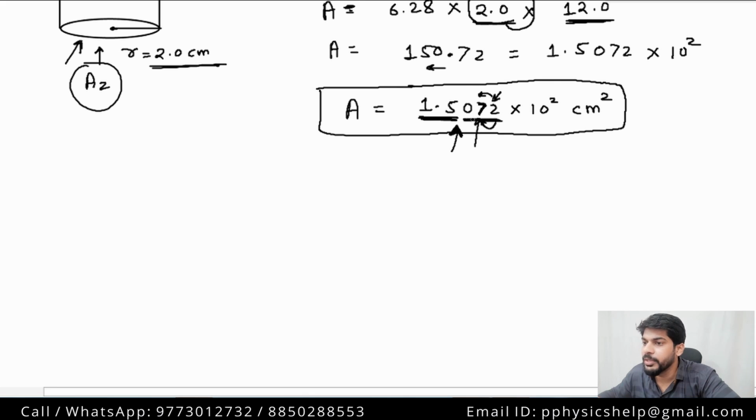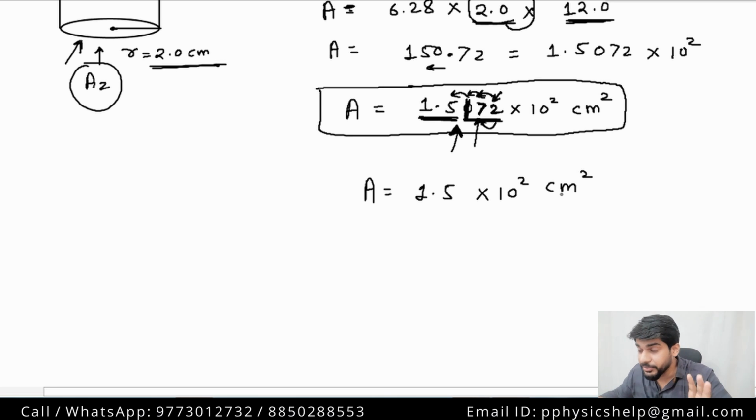So we have to round them off. So this 2 is less than 5, so the preceding one is unchanged. Now this 7 is greater than 5, so the preceding one will be raised by 1. So it is going to be 1 over here. And again we have to drop this 1. 1 is less than 5, that's why the next one would be unchanged. So that's why our answer would be 1.5 into 10 raised to 2 centimeters squared.